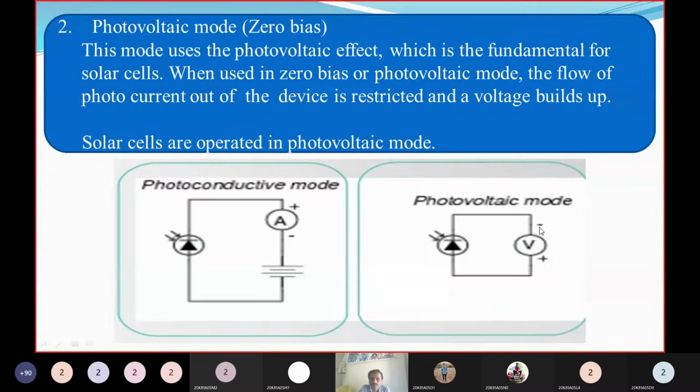We just connect a resistor. So what happens? The diode itself will build up some voltage in the case of photovoltaic mode. That is the photovoltaic mode, and we will discuss it in solar cells. Now, what we are discussing here is the photoconductive mode, which is used in photodetectors.